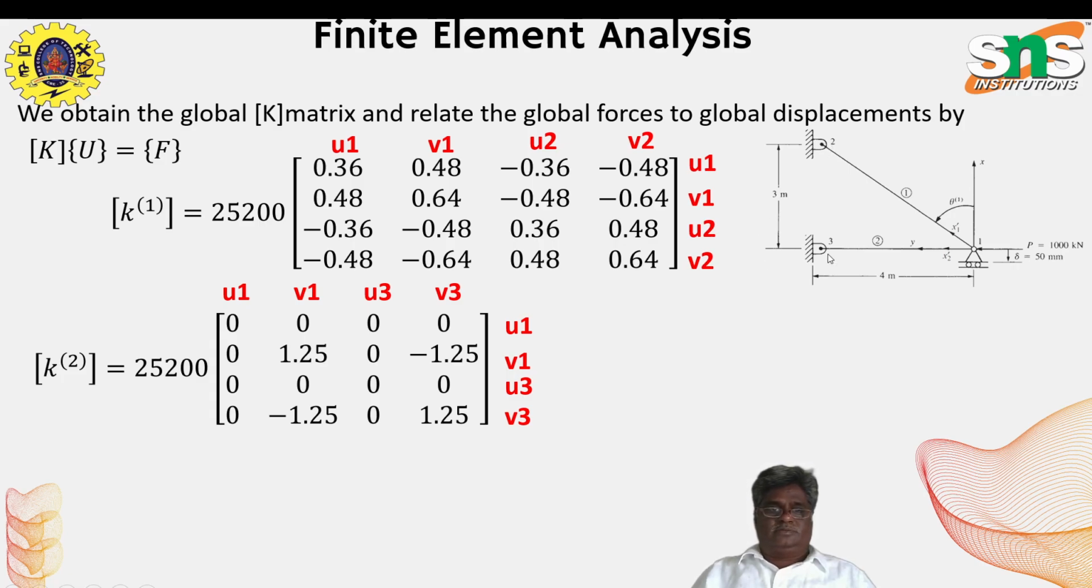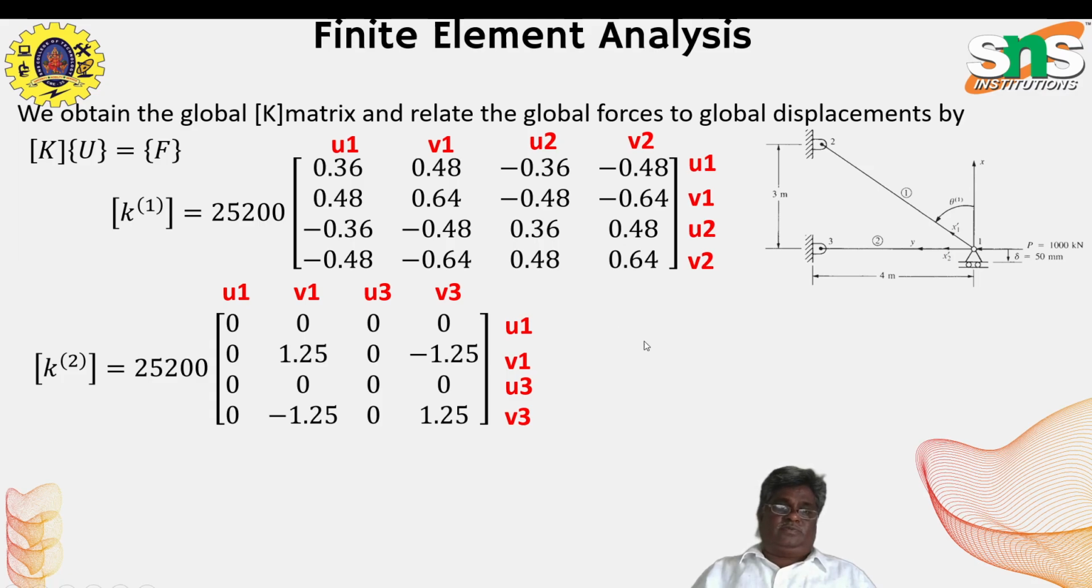Similarly, nodal point 3 has u3 v3. So element 1 is connected with node 1 and 2, so u1 v1 u2 v2. The element 2 is connected with node 1 and node 3, so u1 v1 u3 v3.